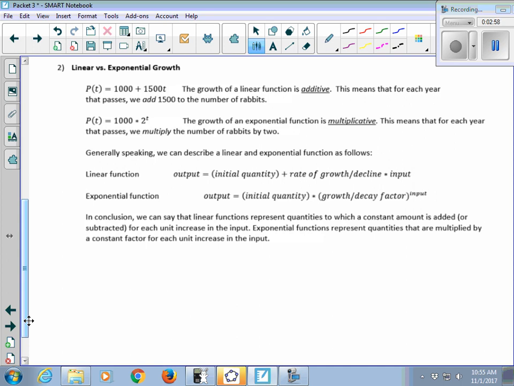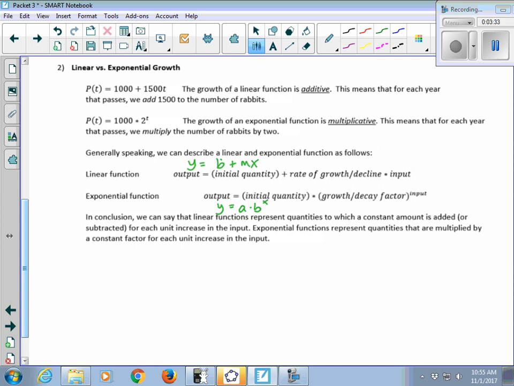Generally speaking, a linear function is written as output equals initial quantity plus rate of growth or decline times the input. In terms that you're more used to seeing, you might say y equals initial quantity b plus mx. Rate of growth or decline is your slope times your input x. For an exponential function, your output is going to be your initial quantity times your growth or decay factor to the input. Using symbols, this would be y equals a times b to the x.